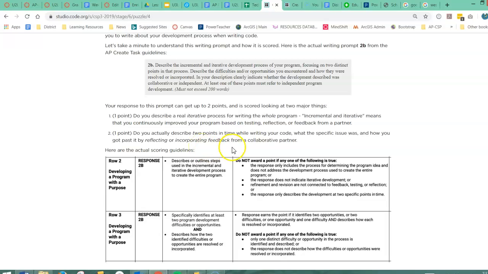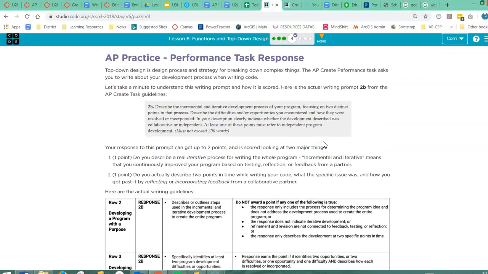Do you actually describe 2 points in time while writing the code and what specific issue there was? So you do want to make sure that you're taking note of things as you're writing to find out what didn't work. Maybe you forgot a piece of a function. Maybe the turtle turned the wrong way. Maybe you were missing a whole step, and those were some of the difficulties you ran into. Maybe you keep forgetting to put semicolons on the end of your code and it keeps giving you errors. These are the things that you want to look at.